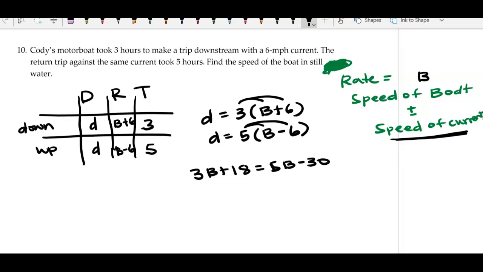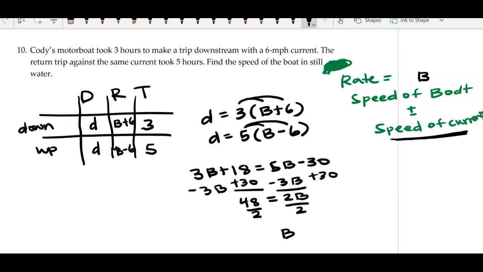Okay, and then we just need to solve it. Let's subtract the 3B over. We get 2B, add the 30 over. So 18 plus 30 is 48. And then divide by 2. So what's 48 divided by 2?